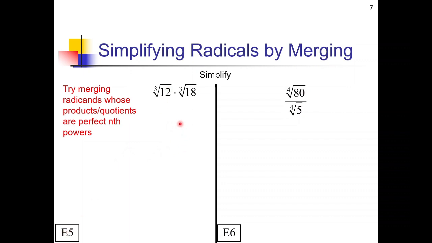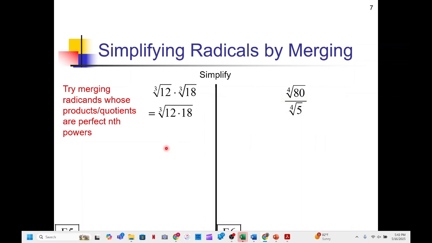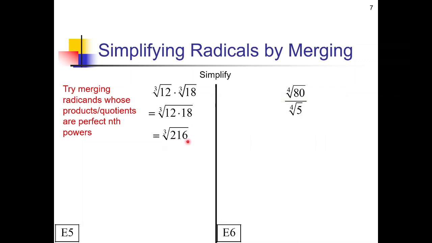Alright, so I'm going to try merging these together. So I've got 12 times 18 inside one big cube root. And what is 12 times 18? Well, let me just run that on the calculator. And it comes out to 216. Interesting. Now I happen to know that 216 is a perfect cube. It's 6 cubed. And if you're using the calculator, you could probably take the cube root on there as well. But this comes out then to exactly 6, which is kind of nice. Alright, pause the video again, try out this next one.